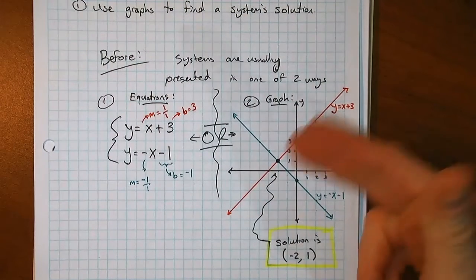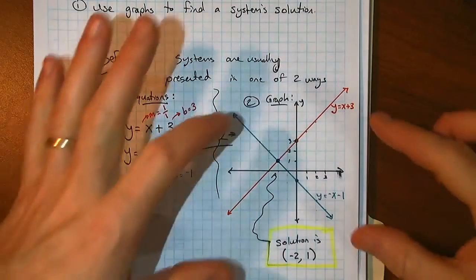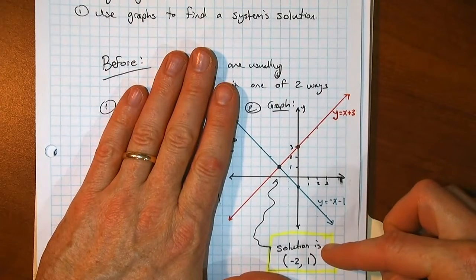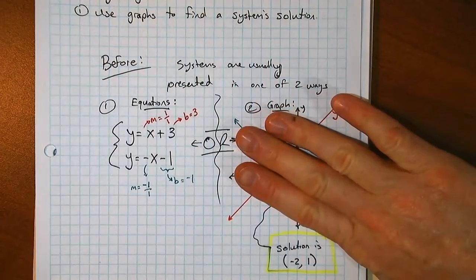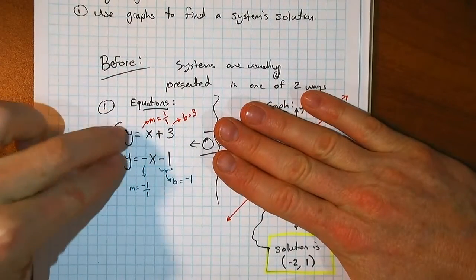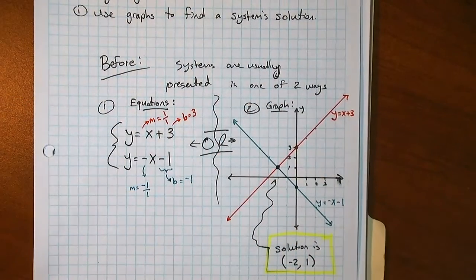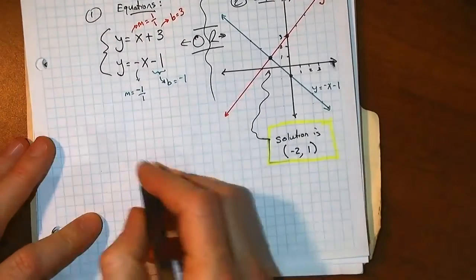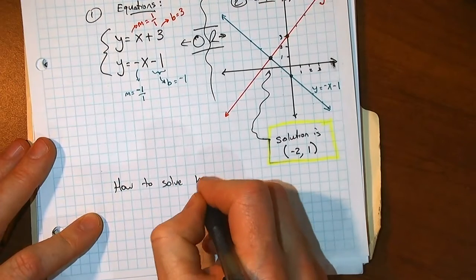The hardest part, of course, is making the graph. And sometimes the system starts off as a graph, right? If they gave you this to start with, then finding the solution is really, really easy. You just look for that point, you write down the ordered pair, you're done. If they give you the equations to start with, then the hardest part of the problem is taking this and turning it into a graph so that you can find that point and write the point down. But that's your basic process. In fact, let's jot that down as being our basic process. So, how to solve using graphing.